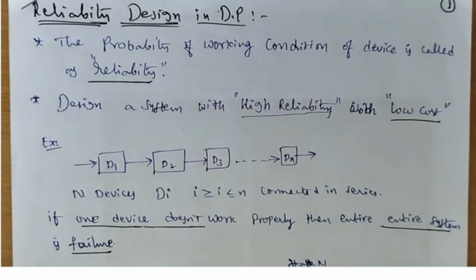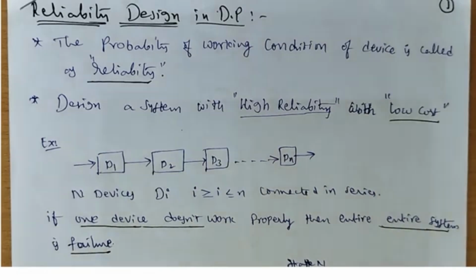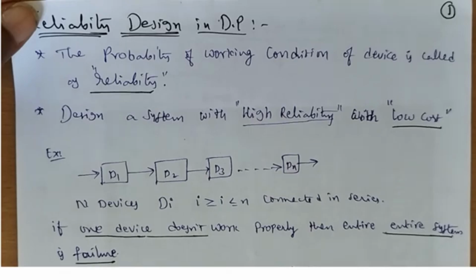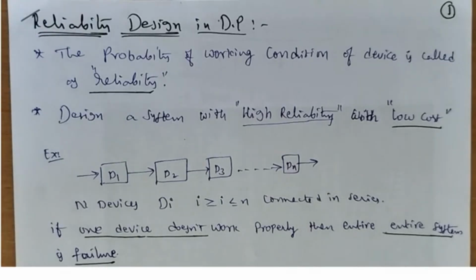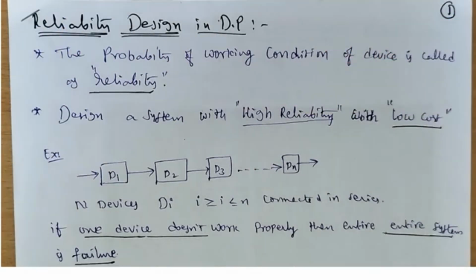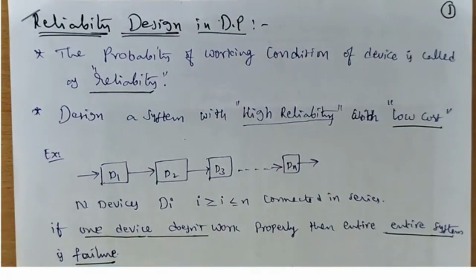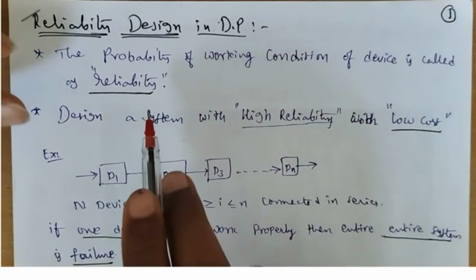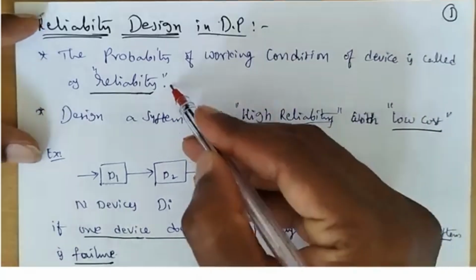Here, what is the meaning of reliability design? First of all, what is the meaning of reliability? Reliability is nothing but guarantee. Genuineness. In general Telugu terms, reliability means nammakam. The probability of working condition of a device is called reliability. Suppose you purchase any device or any service, what is its working condition? That is called reliability. The probability of working condition of a device is called reliability.